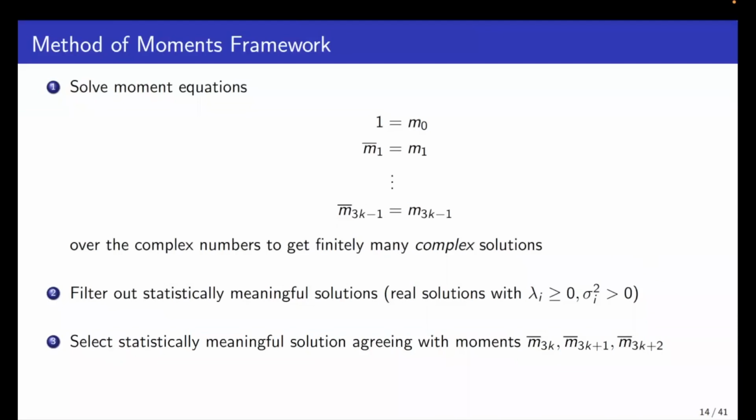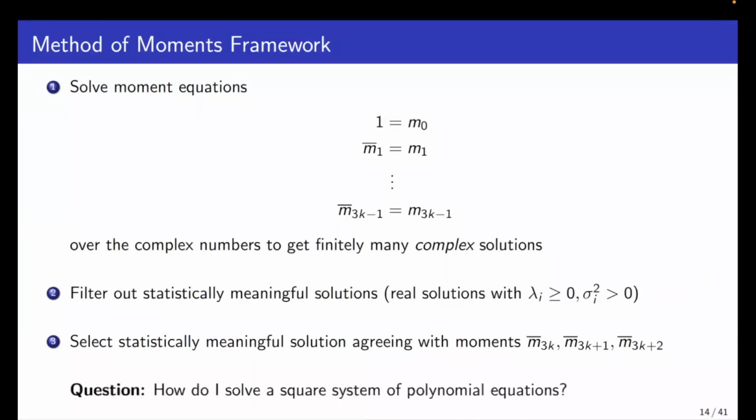The main point of this work and the main takeaway I want you to get from this talk is that this first step is the computational bottleneck in this whole procedure. Really, if I give you a square system of polynomial equations, how do you find all of the complex solutions in some efficient way? So we can reduce this to: how do I solve a square system of polynomial equations?